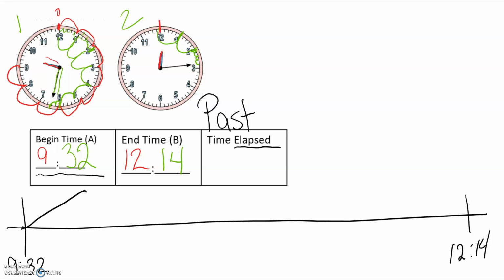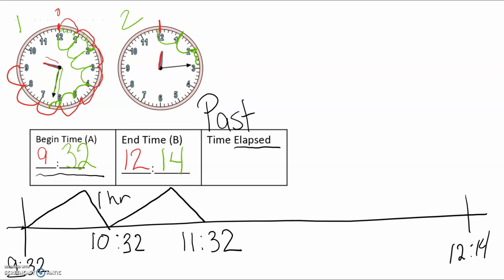So if I add 1 hour, I would be 9 hours plus 1 hour would be 10 hours and 32 minutes. Then I could add another hour. Now I'm at 11 hours and 32 minutes. If I put one more hour there, I would actually be at 12 hours and 32 minutes, which is past the time I'm wanting. So now I'm going to start counting by minutes, not hours.